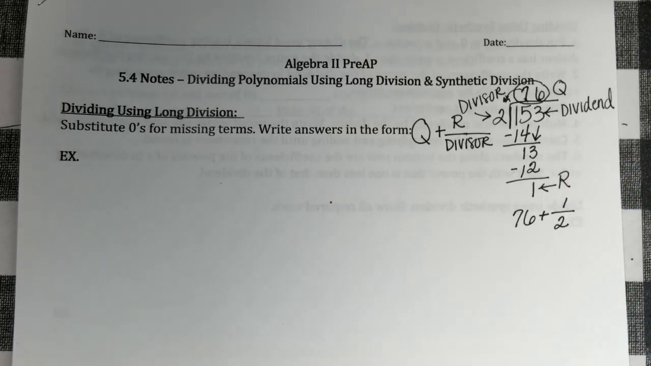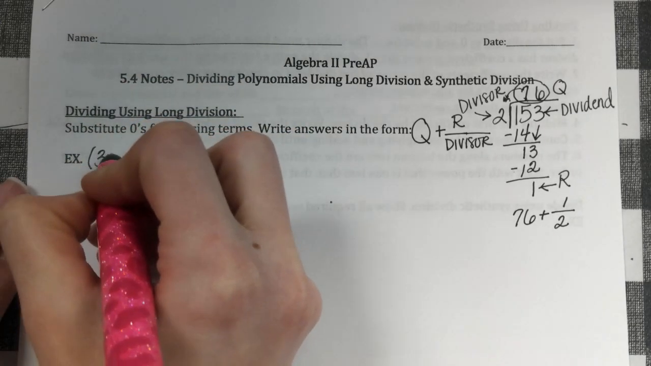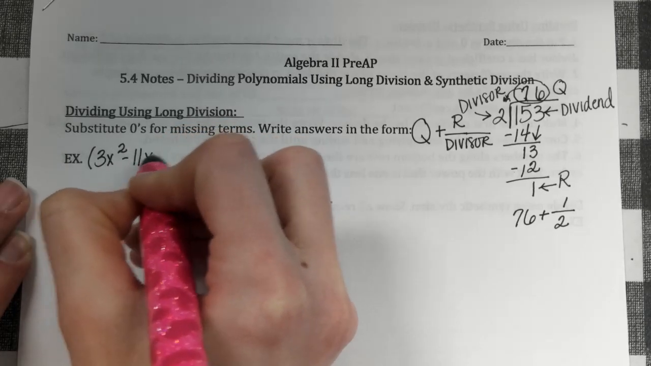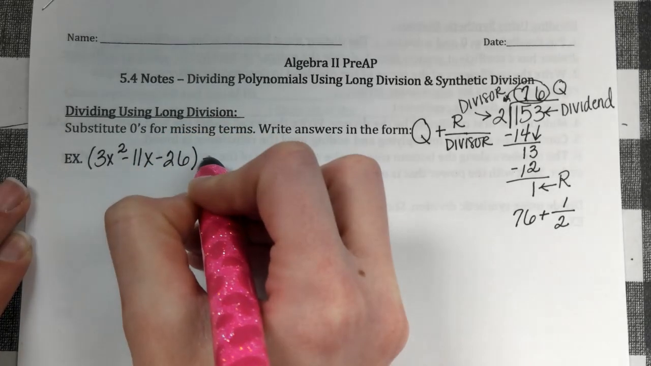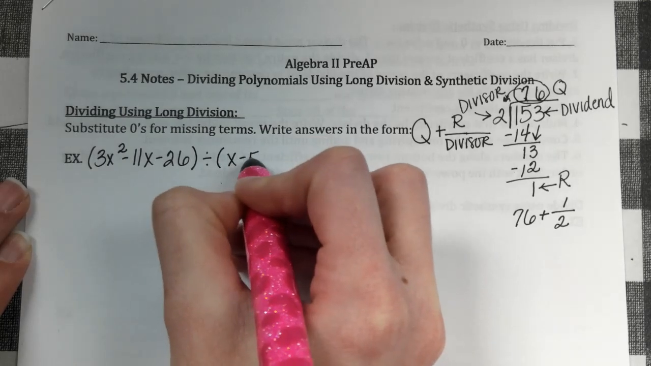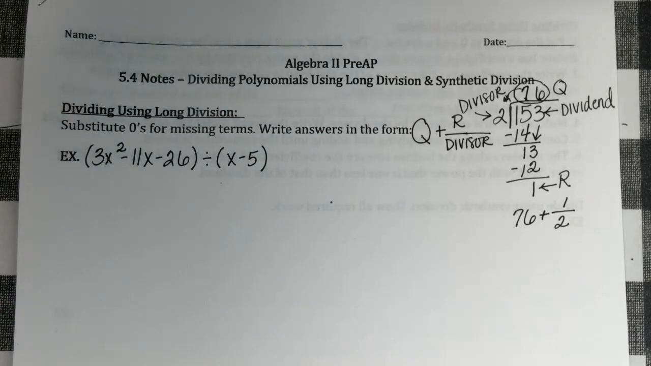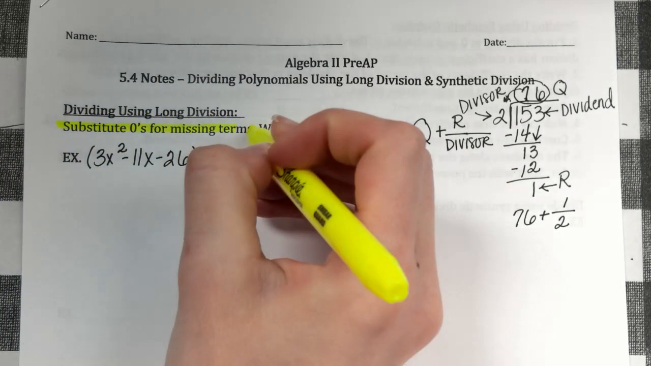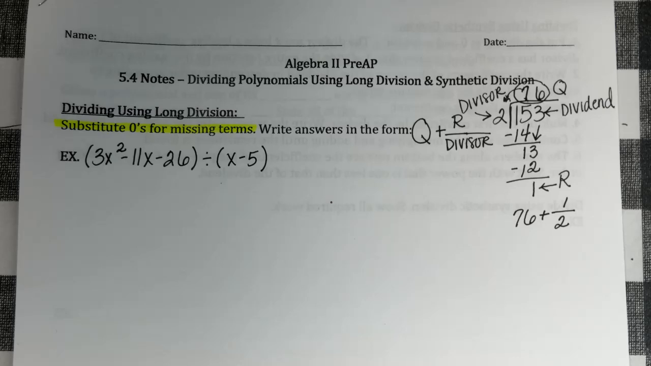Okay, now that's really simple and quick when you do it with just integers. With polynomials, you will have x's thrown in there and it will look a whole lot more than just this, okay? So if we're starting with our first example, I've got in parentheses 3x squared minus 11x minus 26, and that's being divided by x minus 5. So your first step is always to check, is it in standard form and do I have missing terms? If you have missing terms, you're going to substitute zeros for those placeholders. Okay, so that way everything lines up when you do your long division.